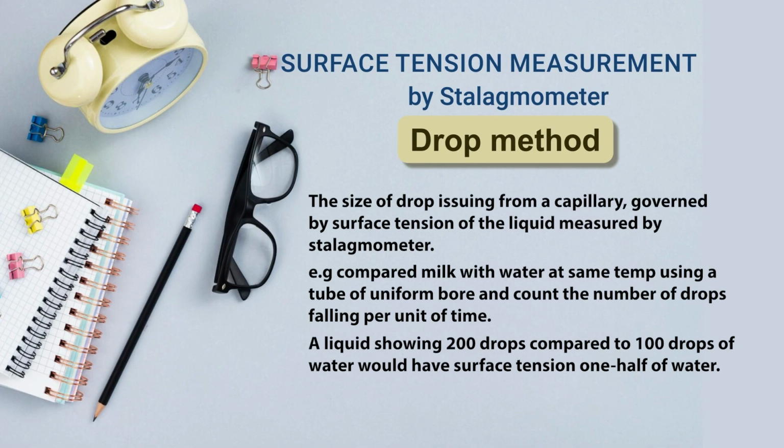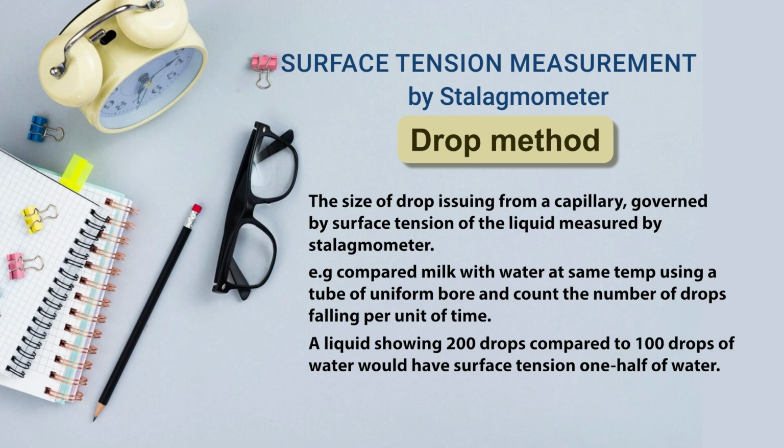So what you do is, you have a capillary and let the drop fall down. This is done with the stalagmometer, and from the orifice the liquid is allowed to fall. Now how many drops is it forming? Suppose, for example, you take the stalagmometer and you make milk fall. You put the stopwatch and count the number of drops. Suppose there are 200 drops compared to 100 drops of water. That means the surface tension is 1/2 of water.